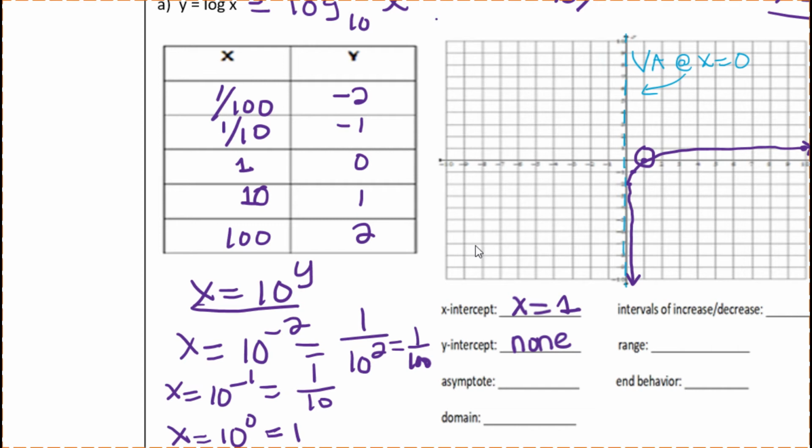Does it have an asymptote? We just said that it has a vertical asymptote at x equals 0. Domain, what is the domain? Notice that this graph is only on the right side of the coordinate plane. So we have no negative x values. We cannot plug any of these negative values into the function. We can't even plug in 0 because 0 is an asymptote. So that means x has to be strictly greater than 0. It can't even be equal to 0 in this example.